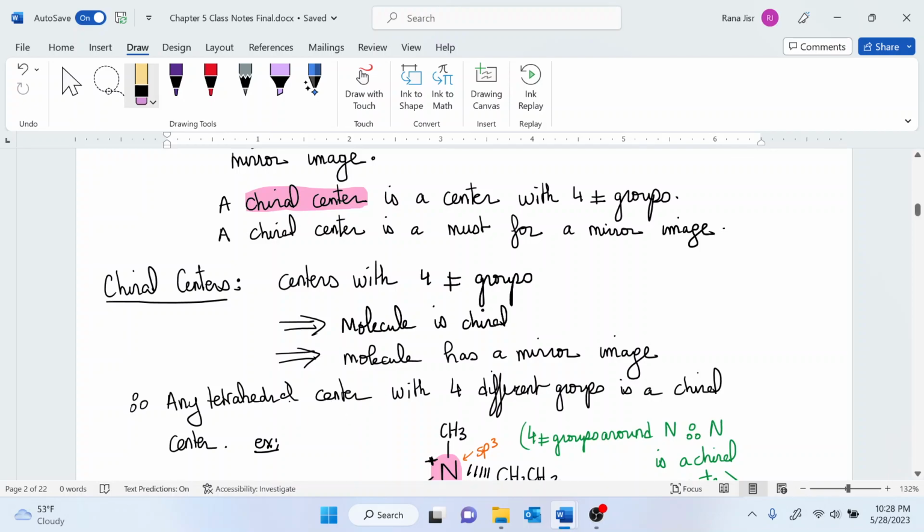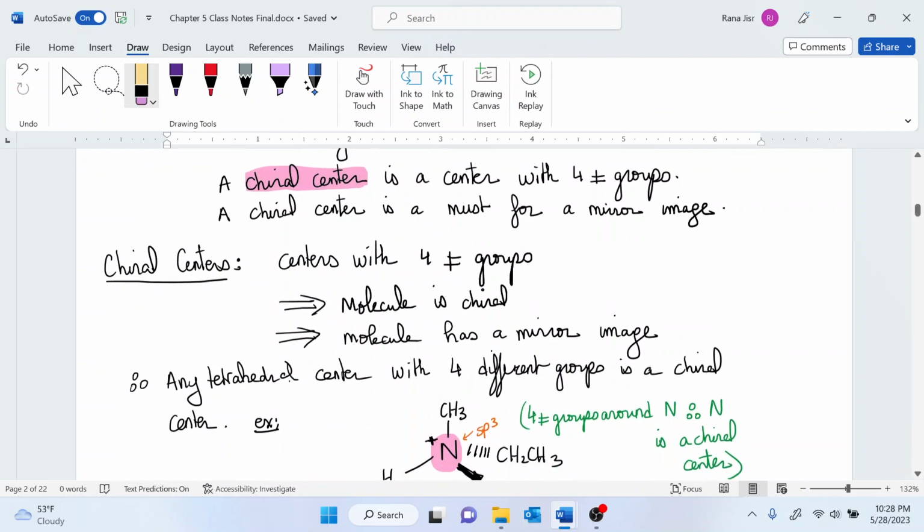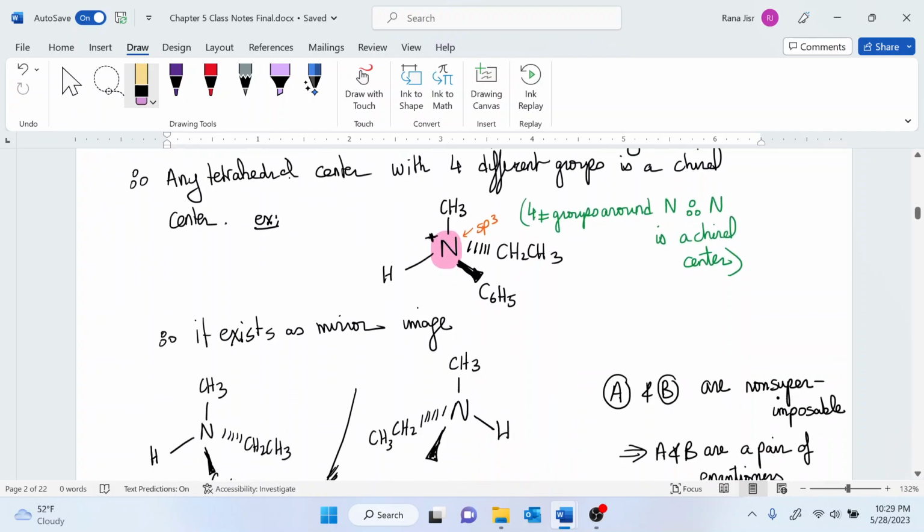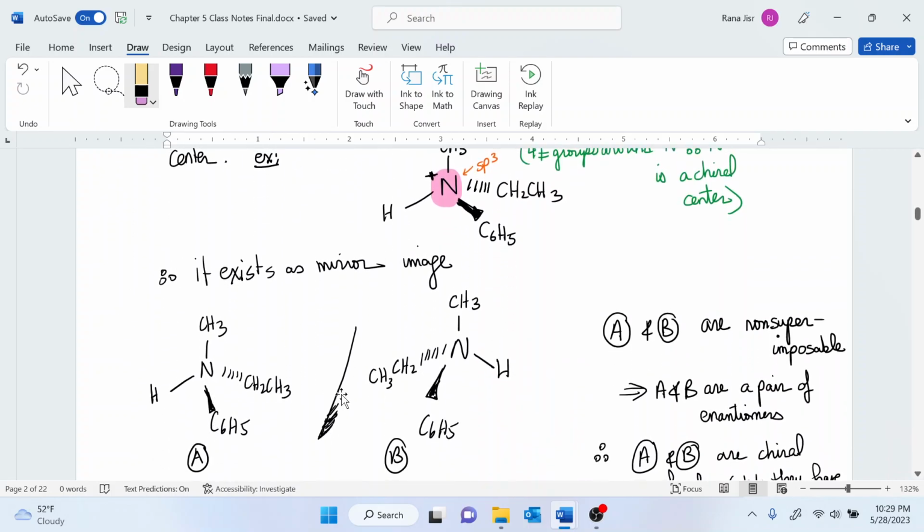So any tetrahedral center, any sp3 hybrid center, whether it's a carbon or, here in this case, a nitrogen, if that center is surrounded by four different groups, then its geometry is going to be tetrahedral. Then in this case it will be a chiral center and it will exist as a mirror image. So if you draw the mirror image of it, it's going to be the reflection. The mirror is simply either a solid line that you draw, or a dotted line like this. Both are resemblance of a mirror.